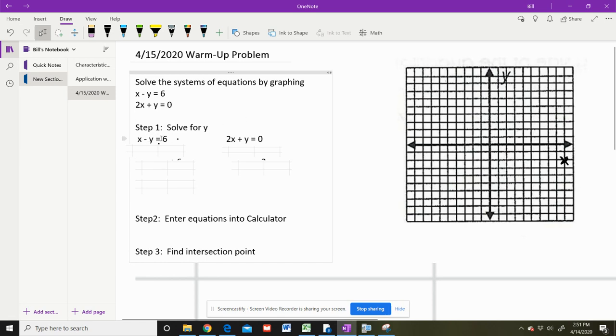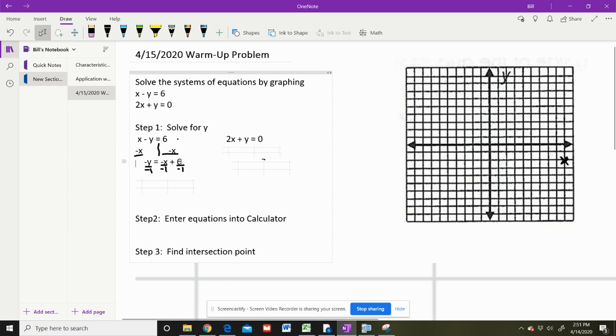So if we have x minus y is equal to 6, we need to get this x to the other side. It's a positive x, so we're going to do the opposite. We're going to subtract the x from both sides. So when we subtract, x minus x gives us 0. 6 minus x, we cannot combine these two, so we're just going to leave it like that. So we end up with negative y is equal to negative x plus 6.